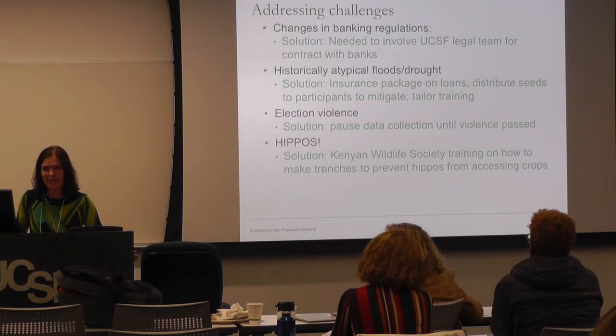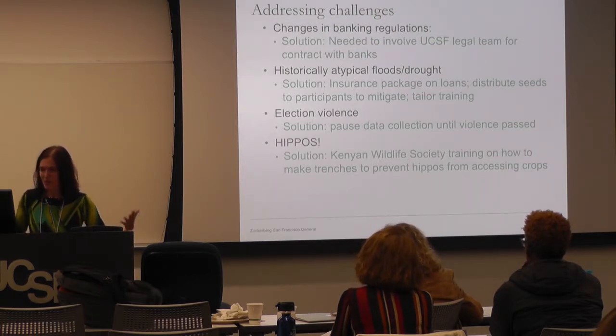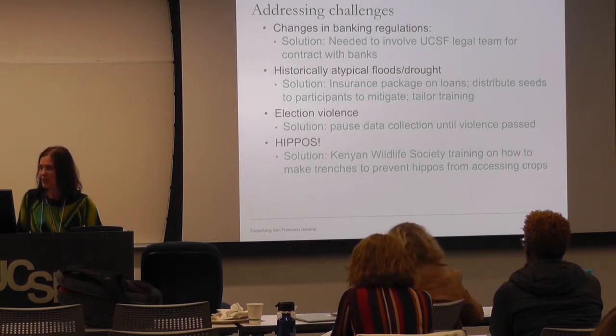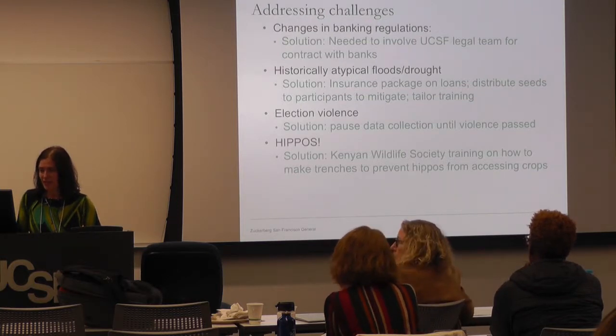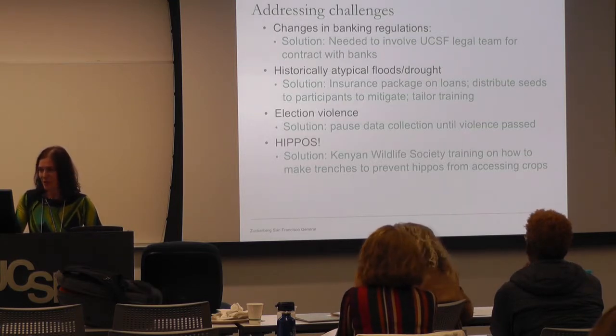So for the changes in banking regulations, we got a lot of involvement from a great UCSF legal team to redraft our contracts with the banks. For the historically atypical floods and drought, we convinced our banking partners to honor a sort of insurance package on the loans, so we were able to distribute some seeds to mitigate the negative impacts. And we also had to tailor our training somewhat. For the election violence and the nursing strikes, as many of you have had to, we had to pause data collection. And for the hippos, it just turned out that the Kenyan Wildlife Society offers free training on how to make trenches to prevent hippos from accessing the crops, so we helped arrange those trainings for our participants.